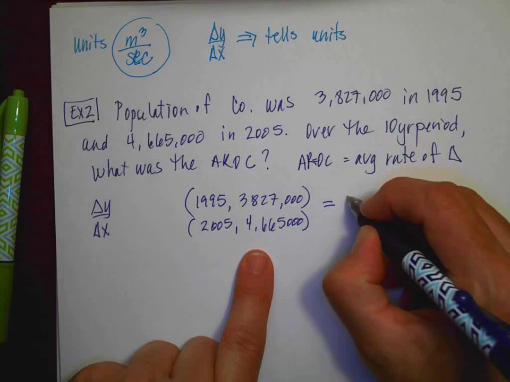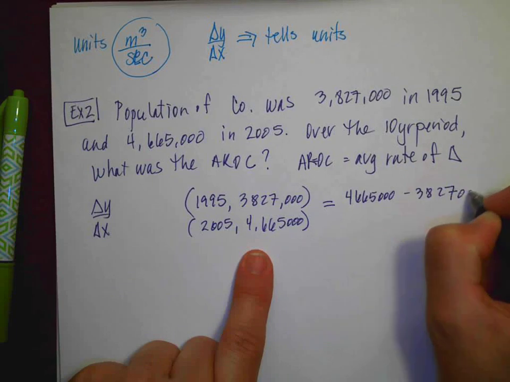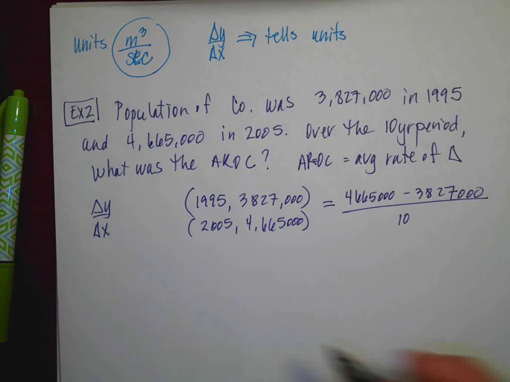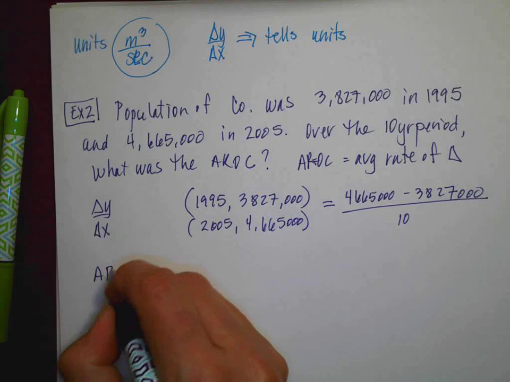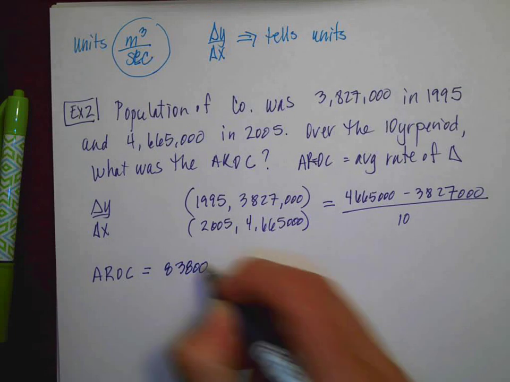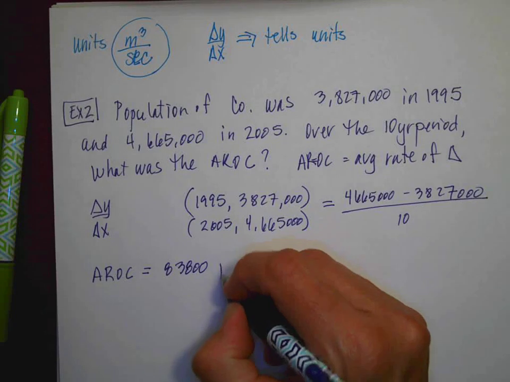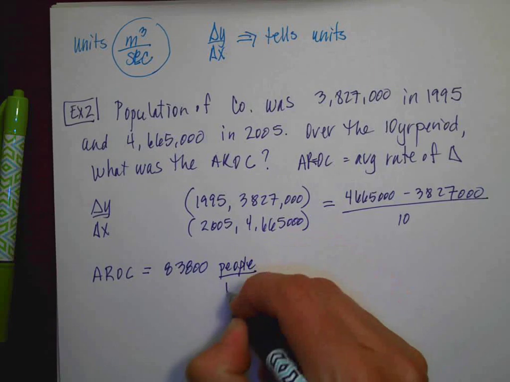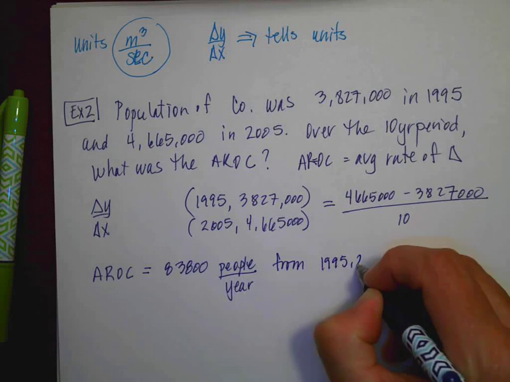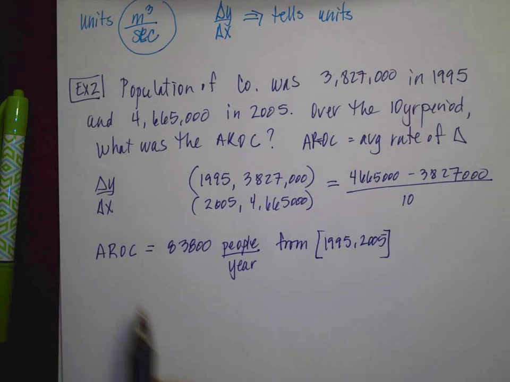The average rate of change is just delta y over delta x, so it's going to be 4665123 minus 3827123 over, the difference was 10, right? 2005 from 1995, and then that means that my average rate of change is equal to 83800, and remember, this is a rate of change, therefore it needs to have units, and the units are people per year from 1995 to 2005, and I'm going to use interval notation, alrighty?